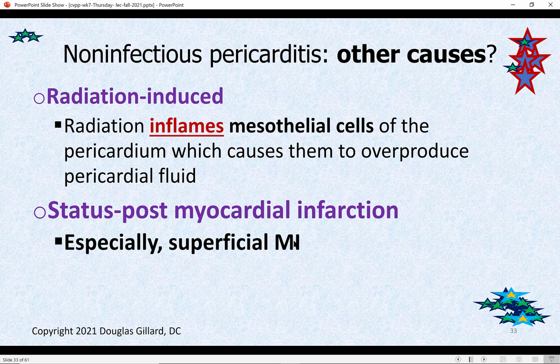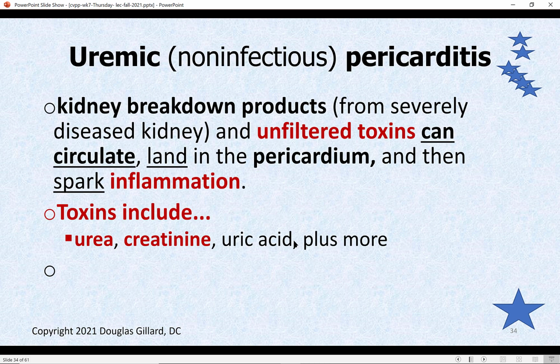Other causes, radiation. People with cancer. Radiation therapy can inflame the mesothelial cells of the pericardium and cause them to overproduce juice. Status post-myocardial infarction is interesting. We'll talk about that more here in a second. We talked about this already.